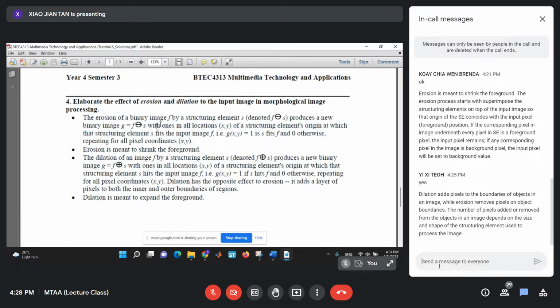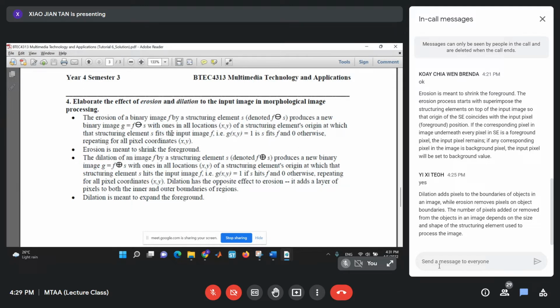Nonetheless, if you are going to use these, it is fine, because they are very common. But if you want to use some other symbol, make sure you define what it is. For example, if you don't want to use F, you want P, you don't want to use S, you want to use E, please define the symbol.